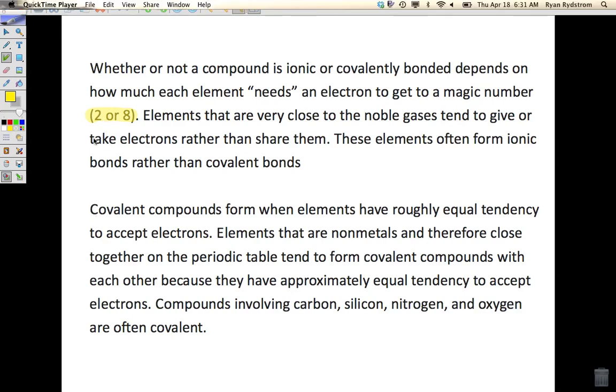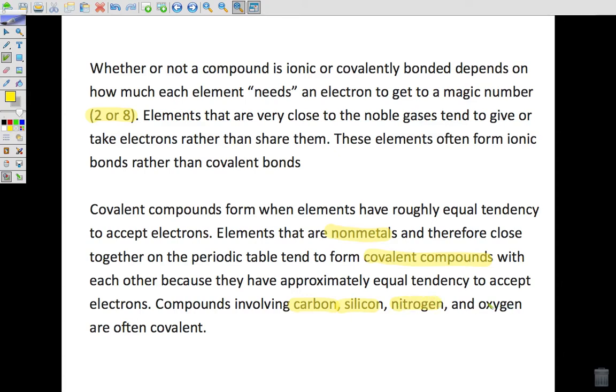Covalent compounds form when the elements roughly have the same tendency to accept electrons. Elements that are nonmetals, therefore close together on the periodic table, tend to form covalent compounds. So nonmetals form covalent compounds when they're together, with each other having approximately equal tendency to accept electrons. Compounds including carbon, silicon, nitrogen, oxygen often form covalent compounds. So for the rest of this learning target for 3.4, we should be focusing on the upper right-hand side of the periodic table. That's where most of the covalent compounds come from because that's where most of the nonmetals are.